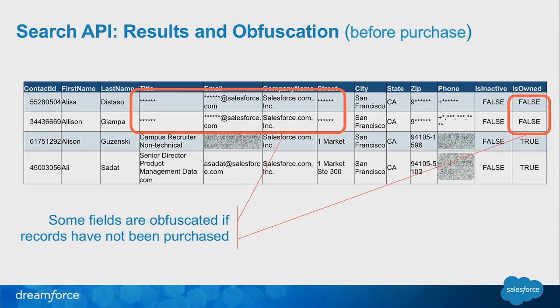You'll notice on the search result when you get it back there's a flag called is owned. If is owned is false, you basically have not purchased that record within your org, so you can't see the details.